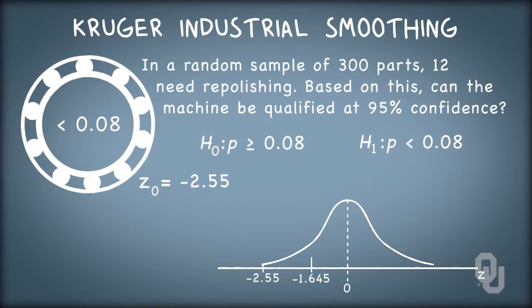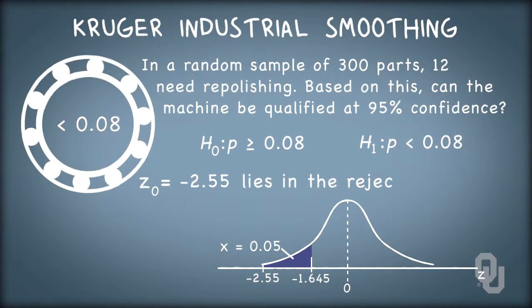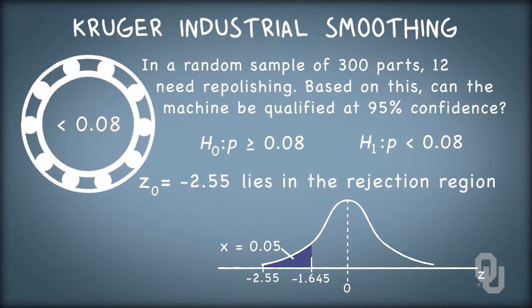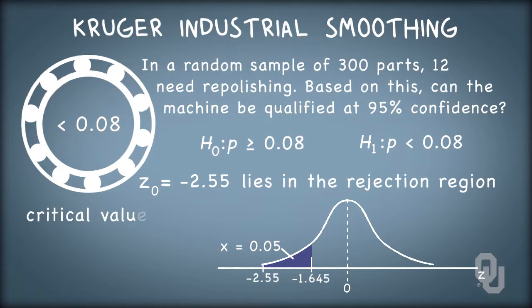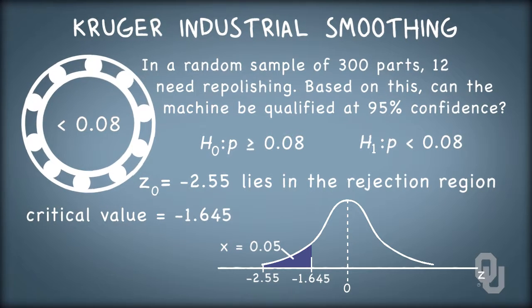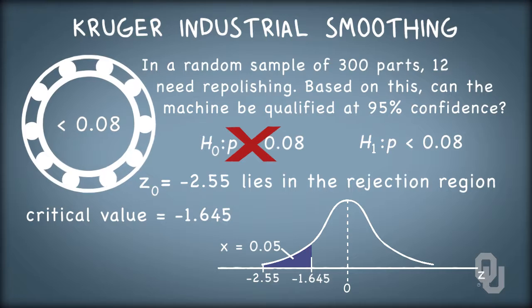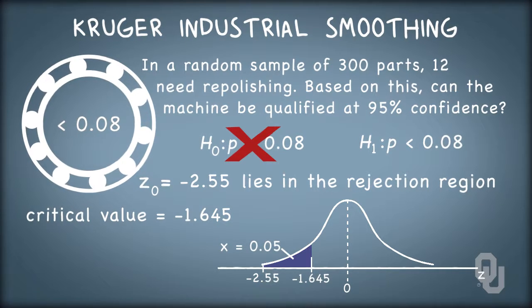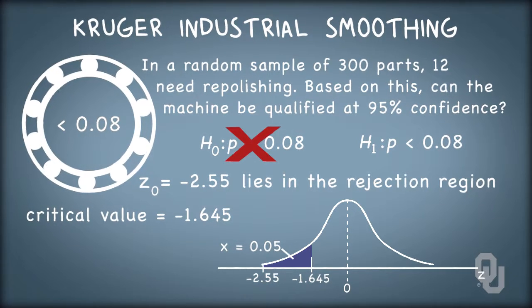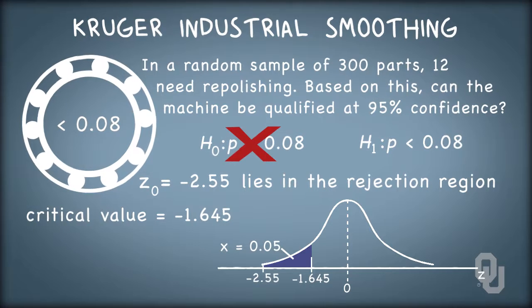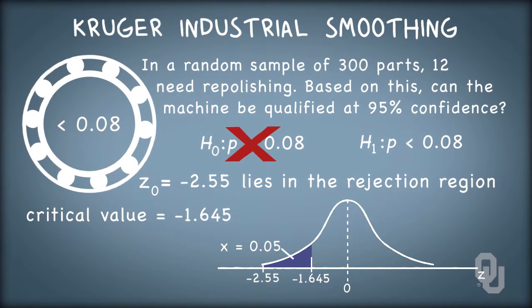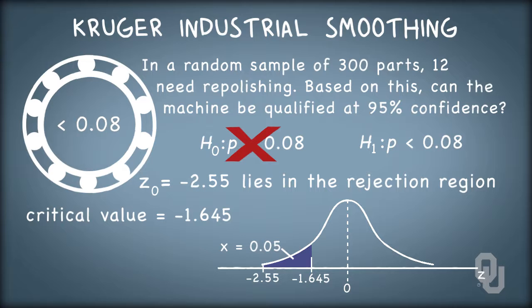Z-naught of negative 2.55 lies in the rejection region. That is, it lies beyond the critical value of negative 1.645. As such, we reject the null and conclude that the polishing machine produces fewer than 8% of bearings that need repolishing. We draw this conclusion with 95% confidence. We can use this machine in the polishing process.